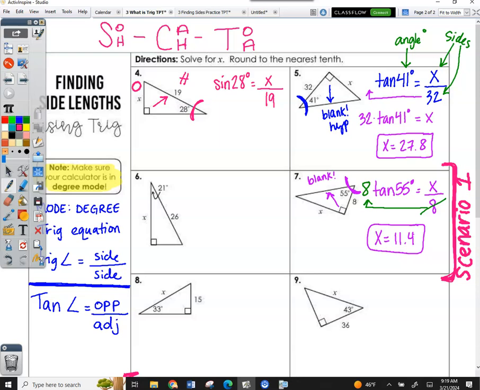So I would solve this like normal. I'd cross multiply with my elbow arrow. That number would go away and would come over here. And I would type 19 sine 28 in my calculator.